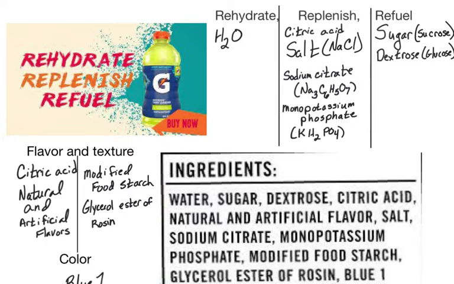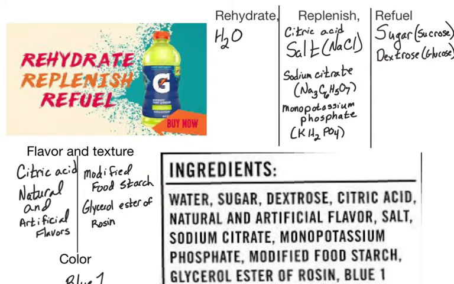So now let's look at the rest of them. We have water, sugar, dextrose, citric acid, salt, sodium citrate, monopotassium phosphate. And those are the ingredients that we'll look at for rehydration, replenishing, and refueling. I'm guessing that everybody knows that the water is used to rehydrate. Obviously, hydration has to do with water, so it's used to rehydrate. The refuel is going to be your sugar and your dextrose. They're going to give you energy for doing whatever sports you need to do.